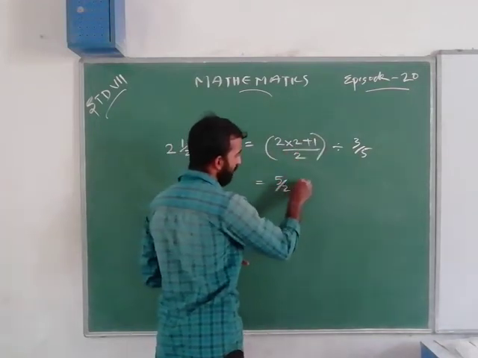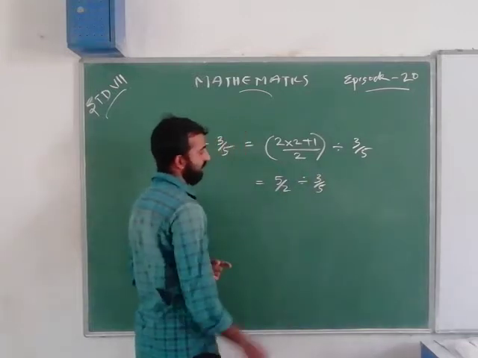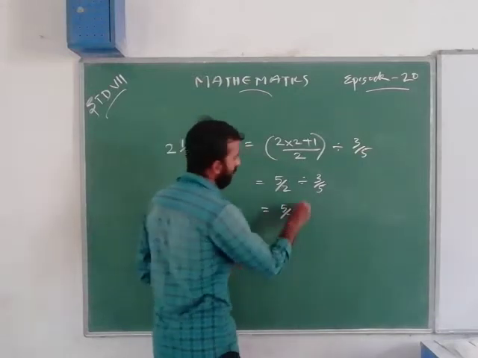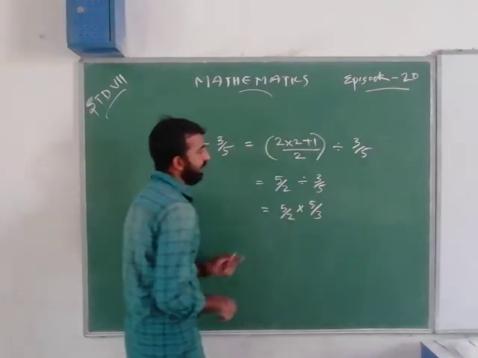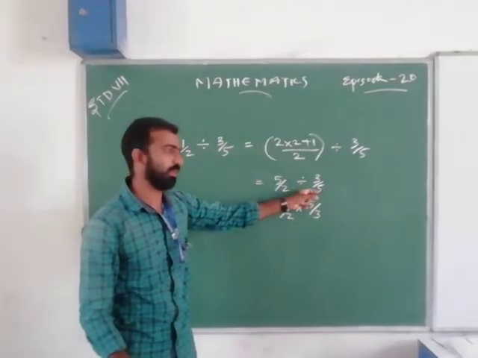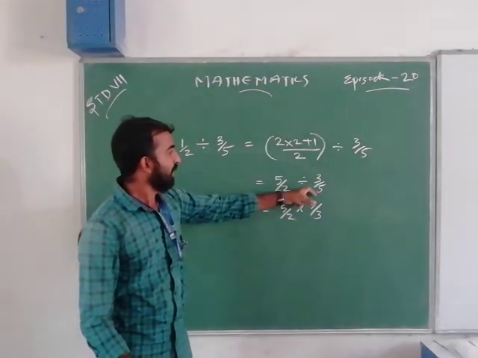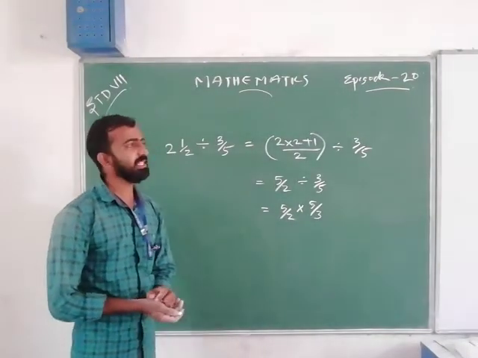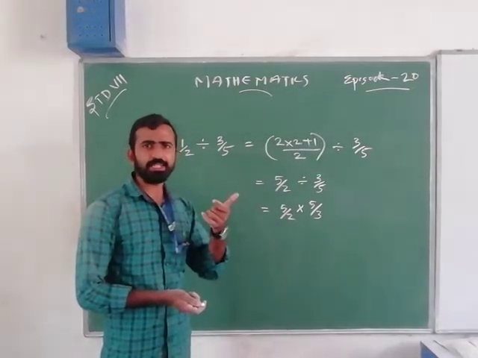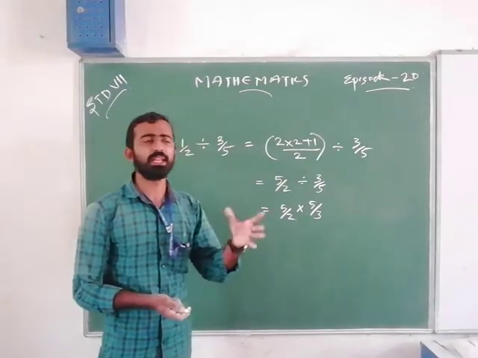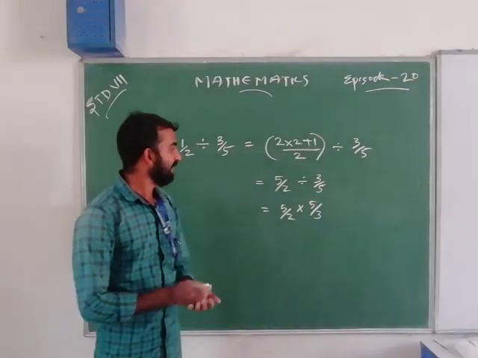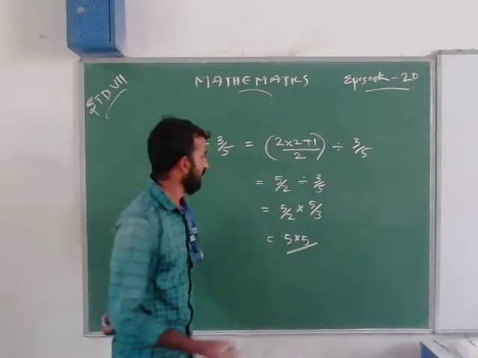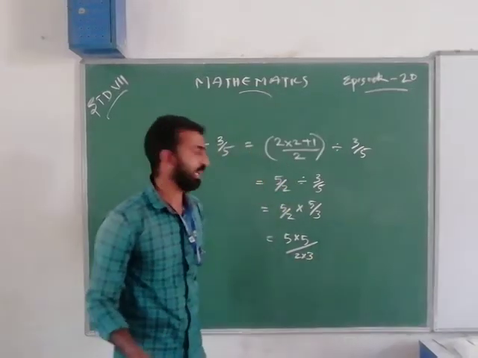So 5/2 division 3/5. In next step we can write 5/2 into 5/3. That is, we take the reciprocal of 3/5. Reciprocal of 3/5 is 5/3. What do you mean by reciprocal? We interchange the position of numerator and denominator, we get the reciprocal. We can write 5 into 5 divided by 2 into 3.